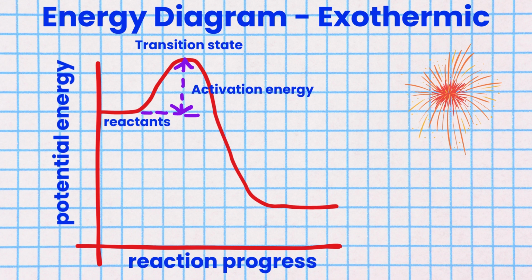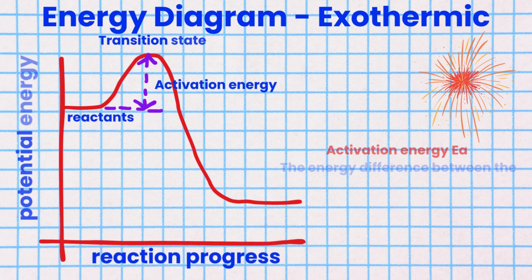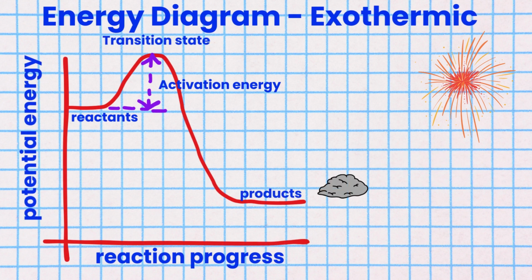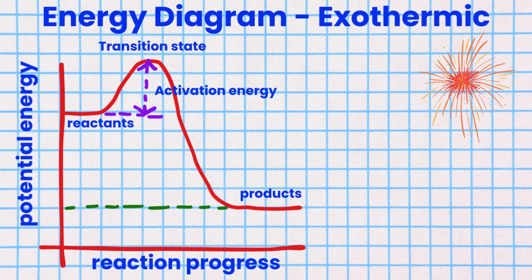Reactants must overcome an energy barrier for the reaction to happen, and this is the activation energy that reactants need to kickstart the reaction. Activation energy is shown as EA, and that equals the energy difference between the reactants and the transition state, which is the peak of the hill. For the firecracker explosion, the products have a low potential energy since it is just the burnt and charred remnants of the firecracker.